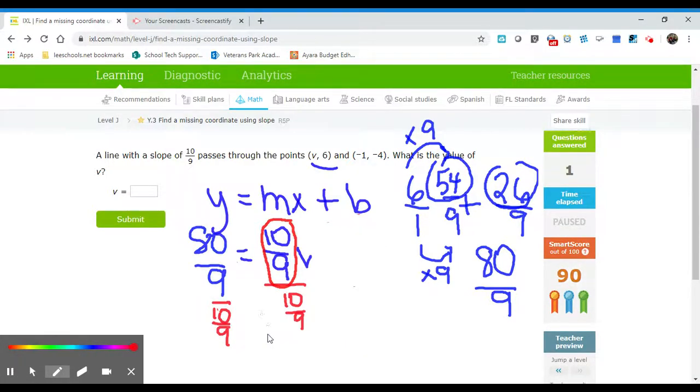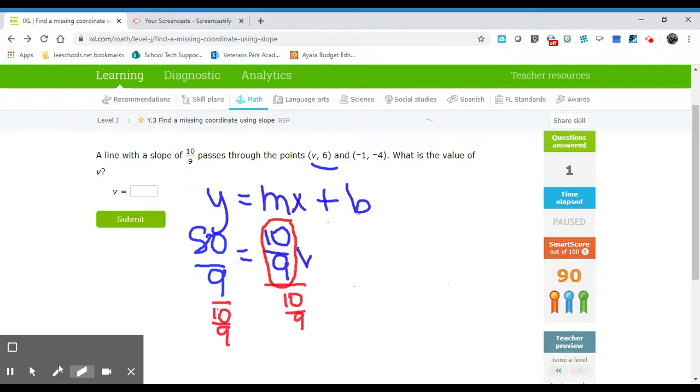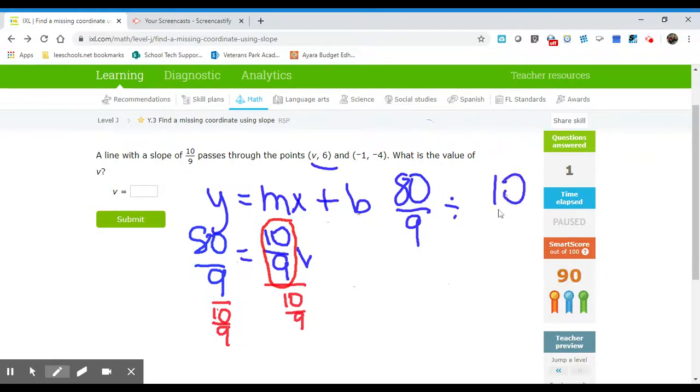Okay, so I cleaned it up a little bit. And now we have 80 ninths equals 10 ninths v. We need to divide both sides by 10 ninths. So 80/9 divided by 10/9. So I cleaned up my space, and let's do that right up here. Let's do it in blue. Let's do 80 ninths divided by 10 ninths. 10/9. And we do this by, you guessed it, keep, change, flip.